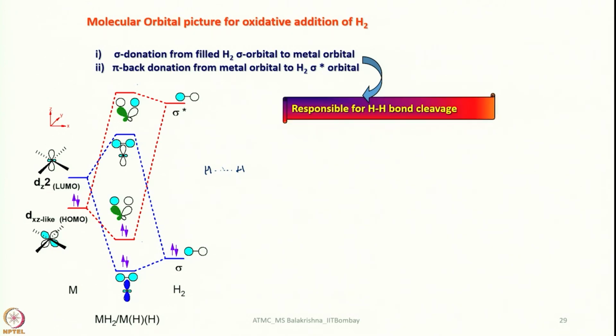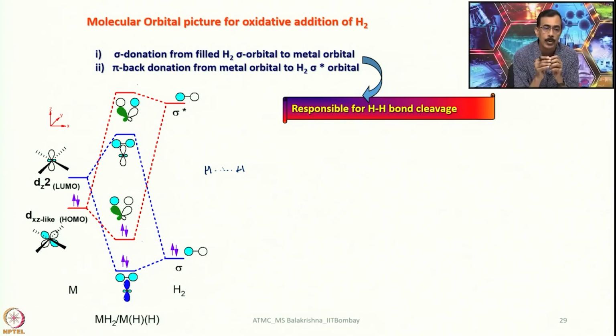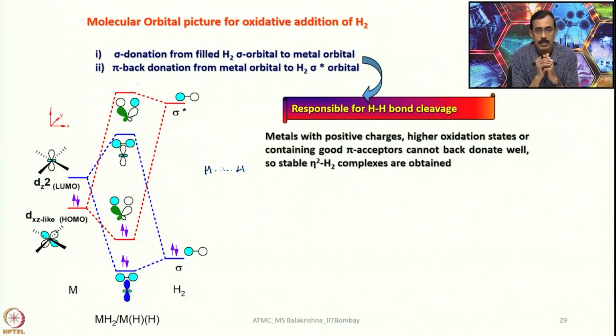So, these are the 2 interactions, and of course the next question is: is it possible to still use H2 as a neutral ligand by preventing its oxidative addition? Yes, it is possible. Then we have to consider the following aspects: the metal should have a positive charge, and should be in a higher oxidation state or contain good pi acceptor ligands, so that it cannot back donate well. When the metal has a higher positive charge, it is a reluctant pi donor, and when the metal is in a higher oxidation state, it has electron deficiency, and as a result it is a reluctant pi donor.